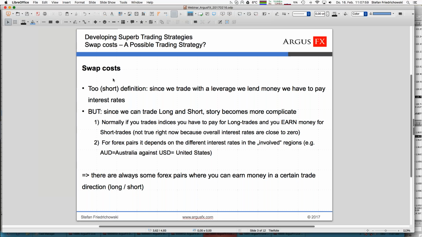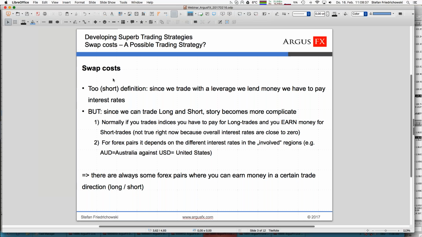Even nowadays, because we still have interest rates which are close to zero, that story is not completely true. You may find brokers which have negative swap costs for both long and short trades, which means you have to pay money in both directions. But anyhow, let's keep it a little more simple right now. But what does it mean finally for forex trading? For forex pairs, it depends on the involved regions.